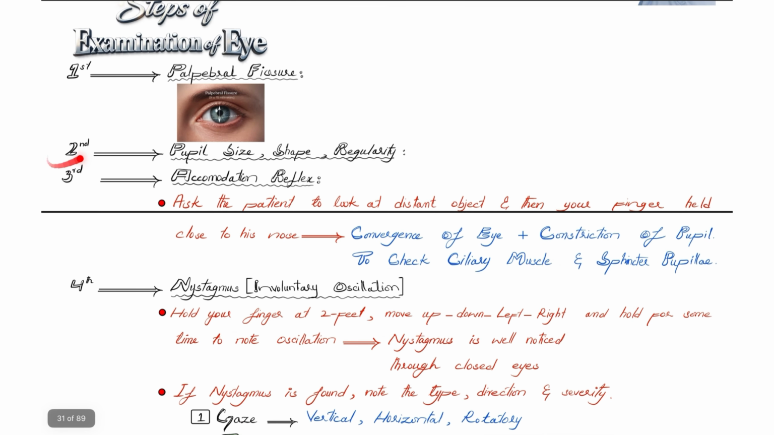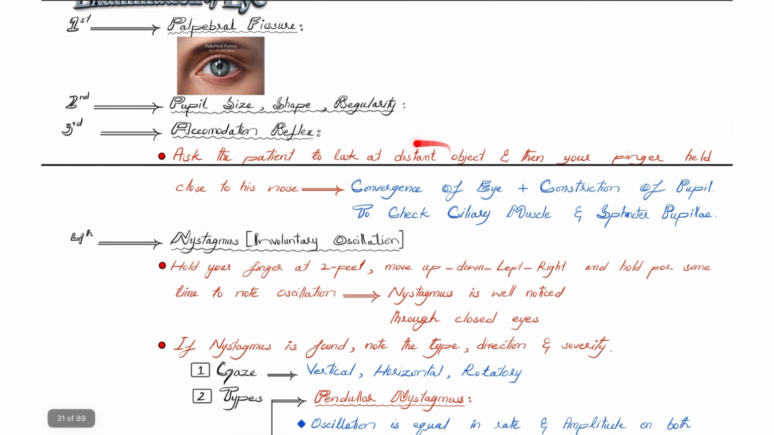The next thing that you have to do is evaluate pupil size, shape, and regularity. And the third thing is to test the accommodation reflex. Ask the patient to look at a distant object and then at your finger, which is close to his nose. If there is convergence of the eyes and constriction of the pupil, then ciliary muscle and sphincter pupillae functions are intact.